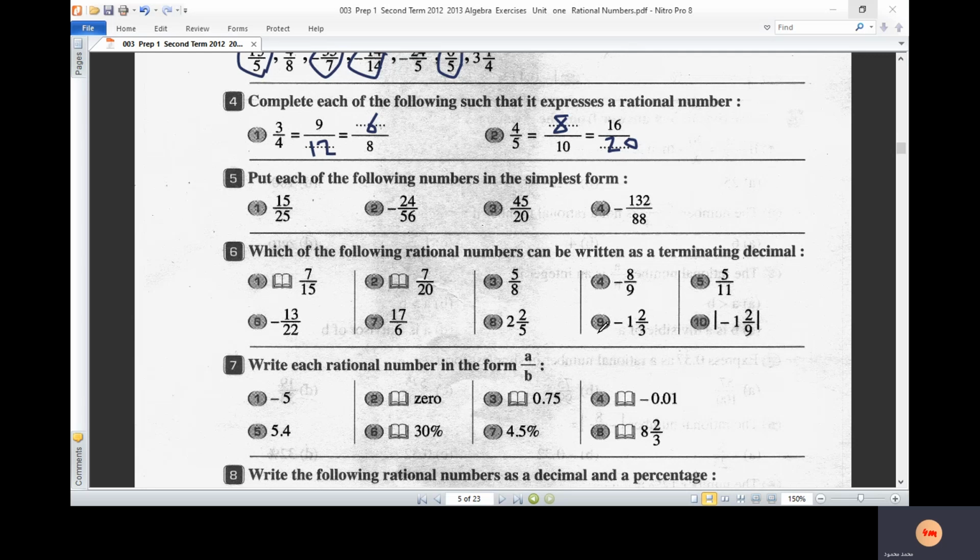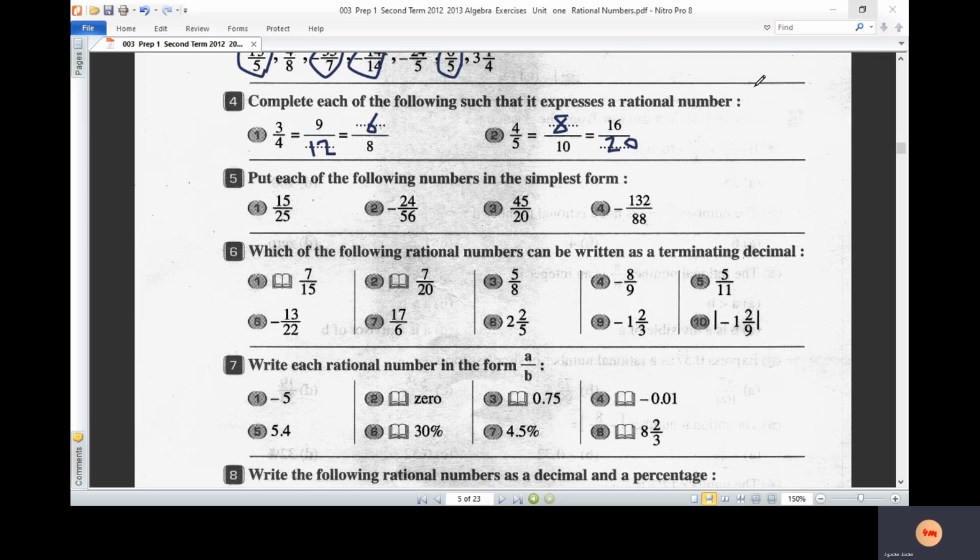Negative 8 over 9. You will divide 8 by 9 using your calculator, and you will get a recurring decimal. It's 0.8 and the 8 is repeated. So it's not a terminating decimal.